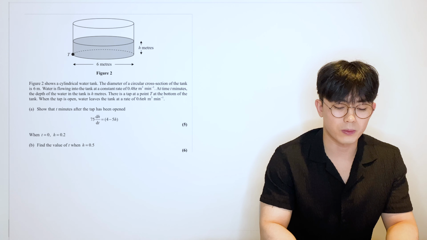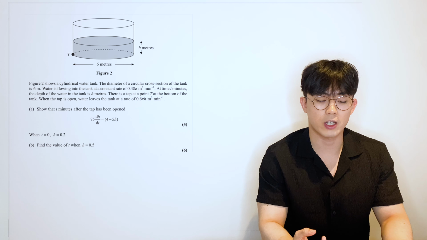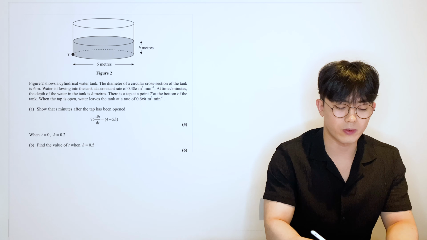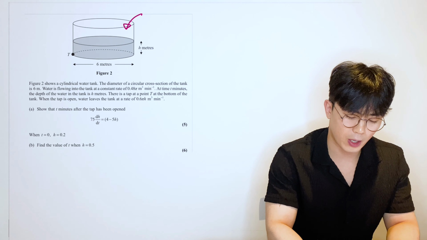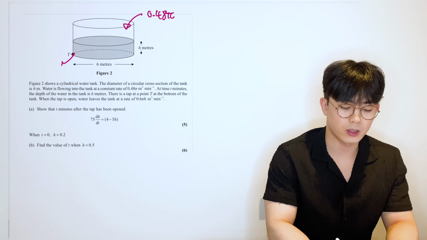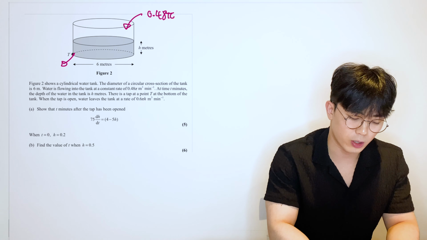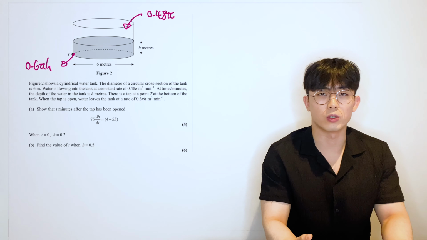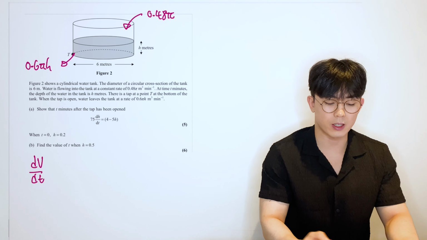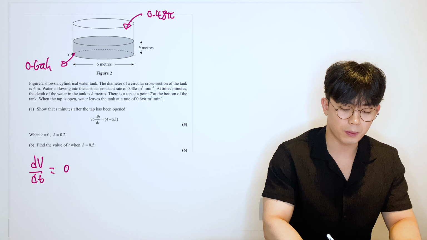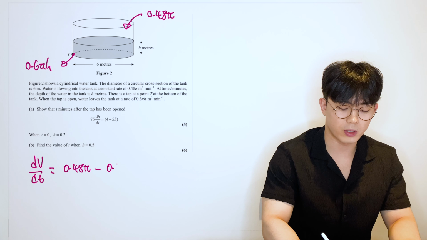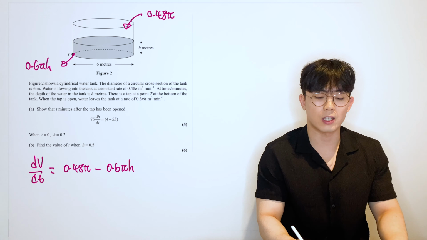Right, so we've learned in the differential equation part of differentiation that we know the rate. They told us some rates. They've told us that there's a rate of water going in, and this rate of water is 0.48 pi. They've also told us that when the tap is open, some water is flowing out, so that's going to be 0.6 pi h. That's the rate of water flowing out. So we can see that the rate of water flowing in and out, dV by dt, is going to be 0.48 pi, positive because it's increasing the height, and then it's leaving, so it's minus 0.6 pi h. So this is our dV by dt.